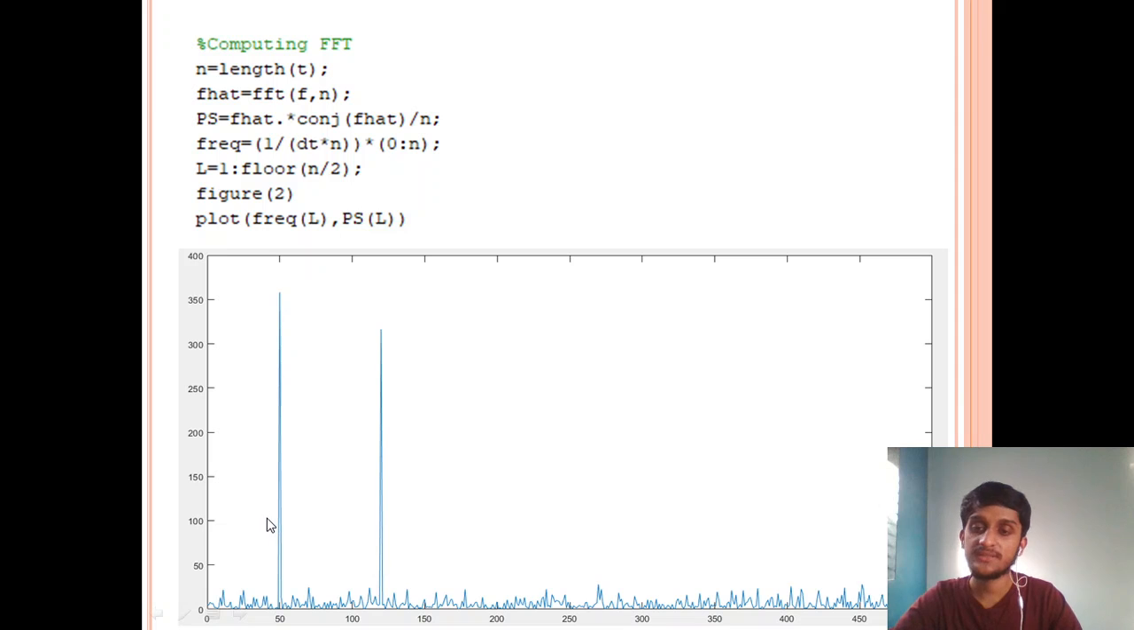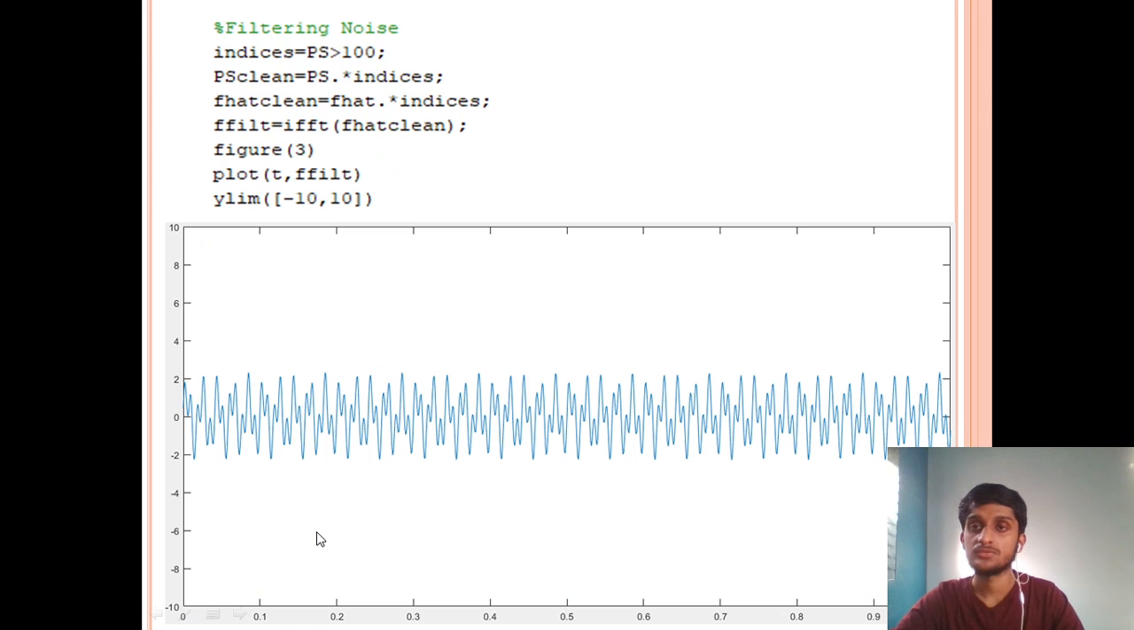And what we can do is set some thresholds. We only consider the frequencies which have power above 100, and we kill off the frequencies which have power below 100. Okay. So we are only considering the power spectrum whose value is greater than 100, and then we apply an inverse Fourier transform to the frequency coefficients, and you see we obtain the actual signal, mitigating the noise, right? So this is a very useful application of the fast Fourier transform.